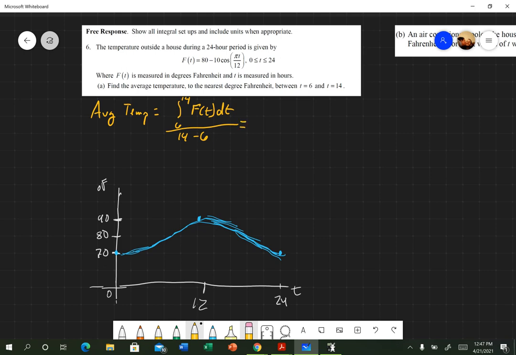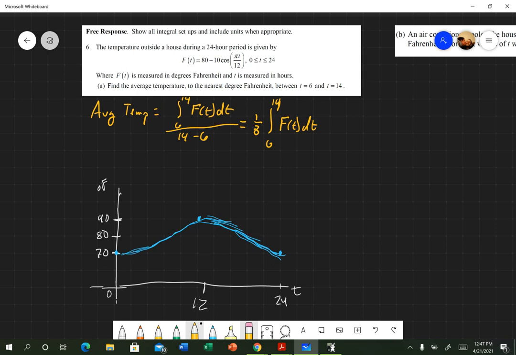Well, we can simplify this just a little bit. 14 minus 6, that's going to be 8. So we've got this integral divided by 8, or we can write it this way: 1 over 8, the integral from 6 to 14 of f of t dt.